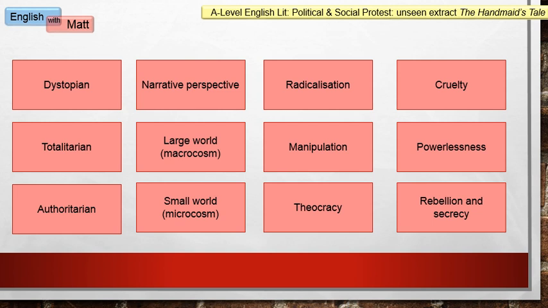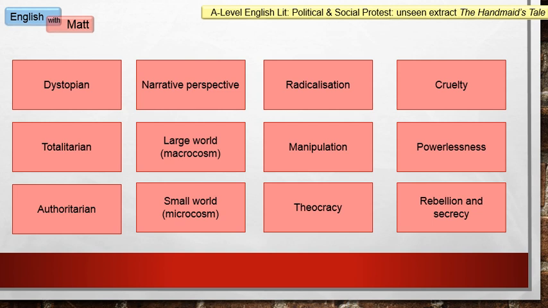So we have the large world, the Gilead society and the government more generally, versus the small world of the Red Centre and the impact that those politics and regime change can have on individuals in the microcosm. Those words are quite important because they show that you know the political and social protest genre, but also that you can connect an extract you've never seen before to the genre.